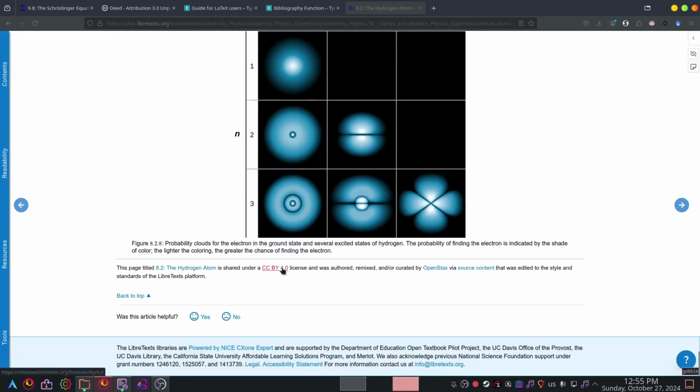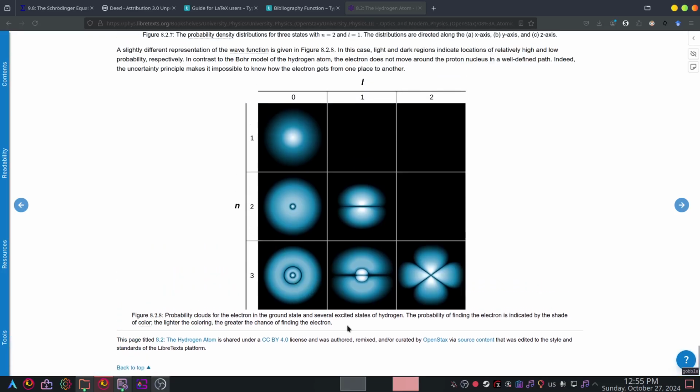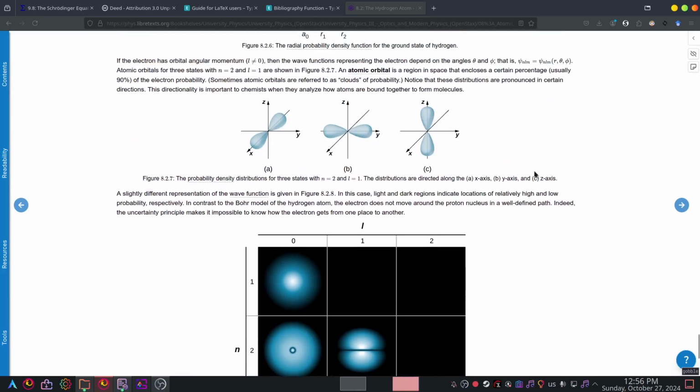There are higher versions of it as well, where you have higher modes. So this is what we call the probability clouds. That's not just the wave, but you square the wave as well. This is the d orbital. The third one is called d, but it gets more and more complex the higher the energy level you have. So that's what these orbitals look like.